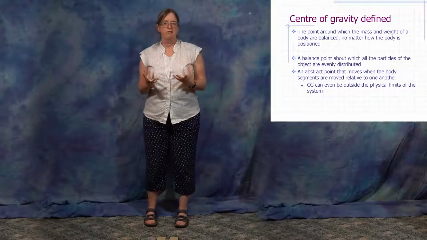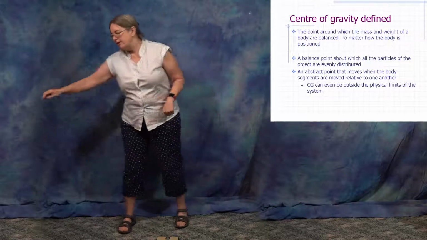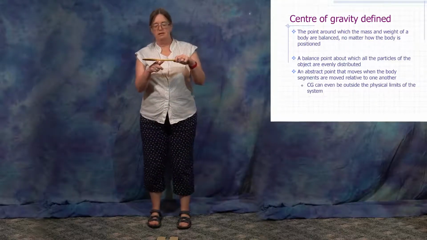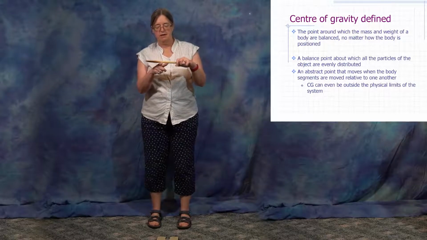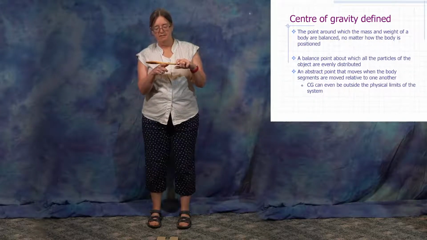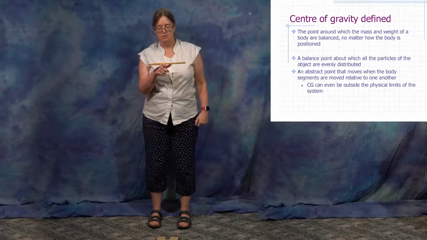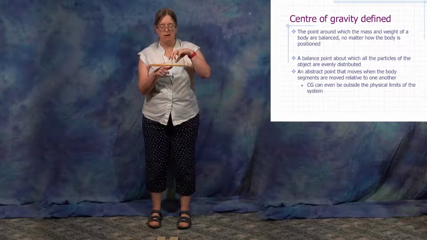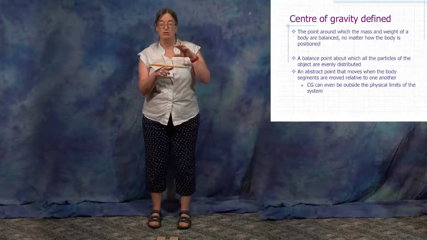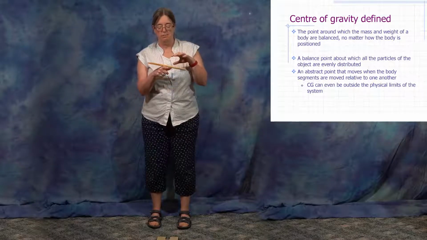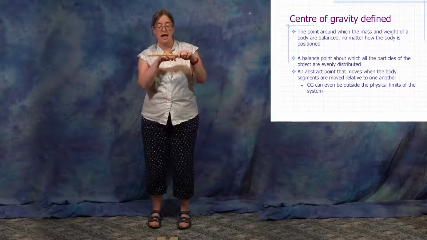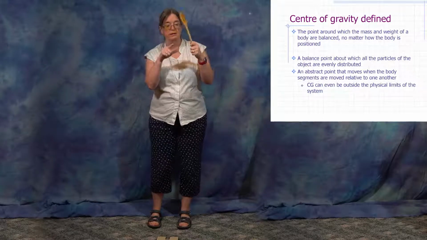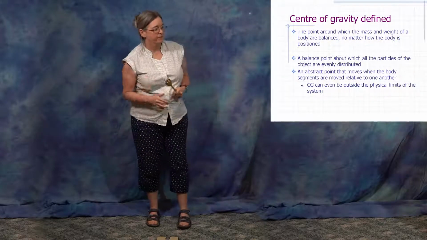So the center of gravity is a point around which the mass and weight of a body are balanced. It's not just the amount of mass, but how it's a torque piece. So it's a combination of what the mass is and how far it is from that axis of rotation, that balance point. But that's what balance is.